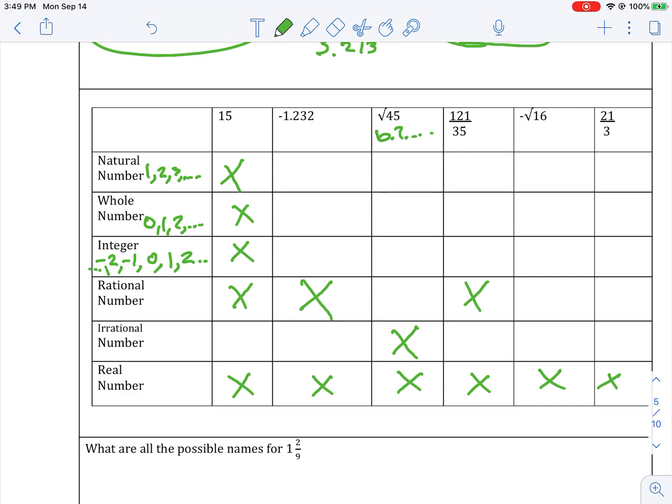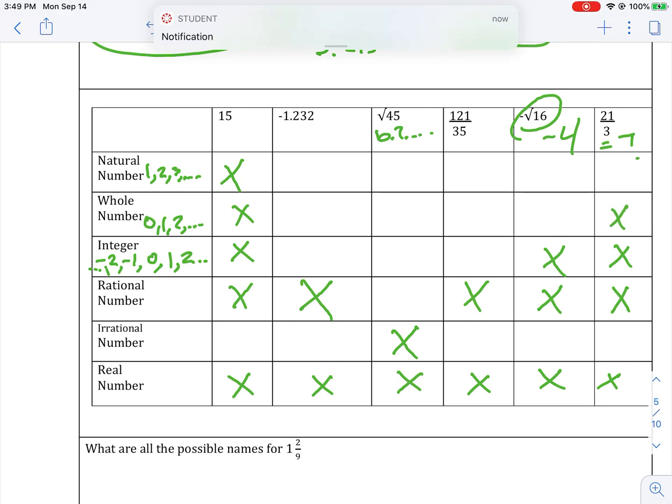The negative 1 times the square root of 16 gives me negative 4, which is a rational number, and it is also an integer. Notice whole numbers and natural numbers do not have negative numbers in them, so therefore we are done. 21 divided by 3 equals 7. Okay, 7 is rational because it is an integer, it is a whole number, and it is natural. You can count to it. All these nice numbers like 7 and negative 4 are rational, as we learned in the last section.